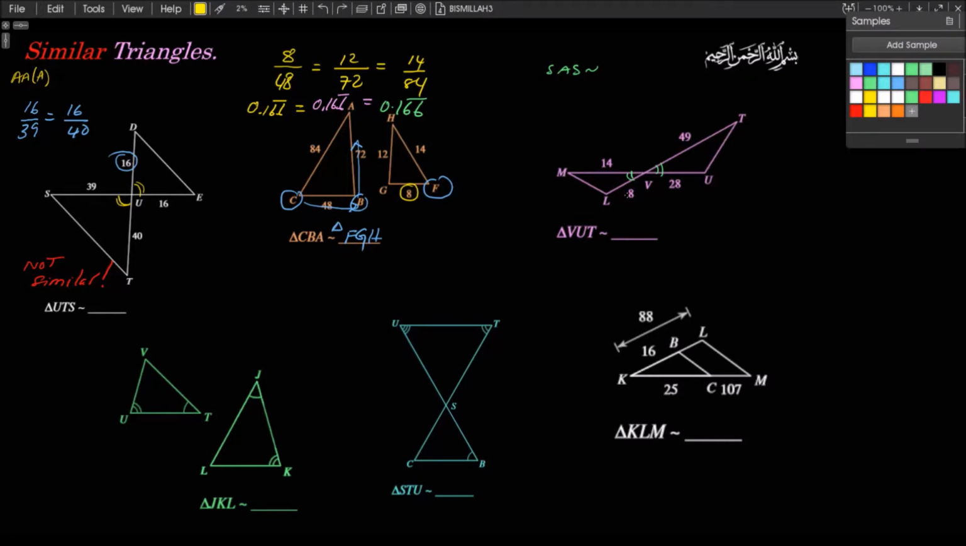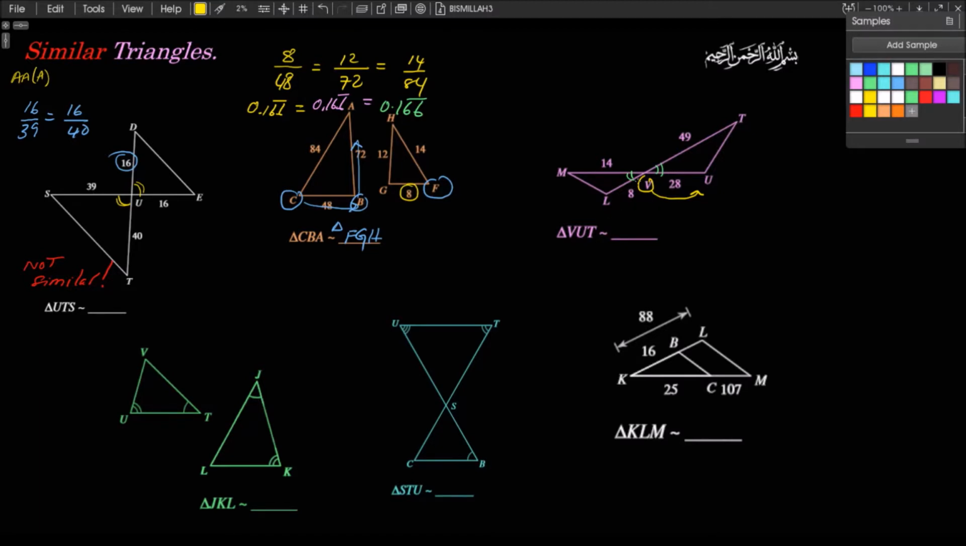If that's the case, these sides have to be proportional. Well, the smaller one here is 8, right? So 8 over the smaller side, which is 28 over here. Now that's going to have to equal this proportion, 14 over the bigger side of this triangle, which is 9. And lo and behold, they both come out to be the same. So these two triangles are also similar. So the similarity statement here is going to be triangle VUT.